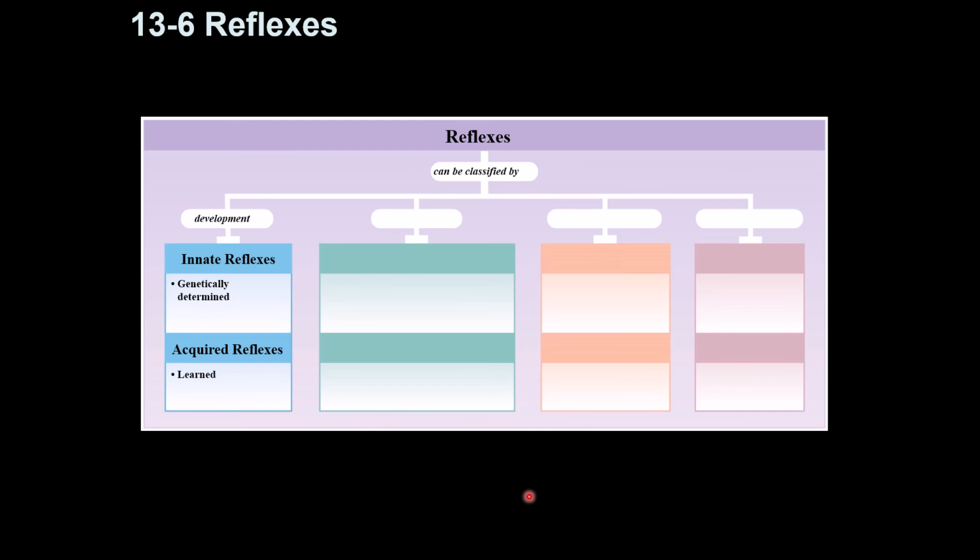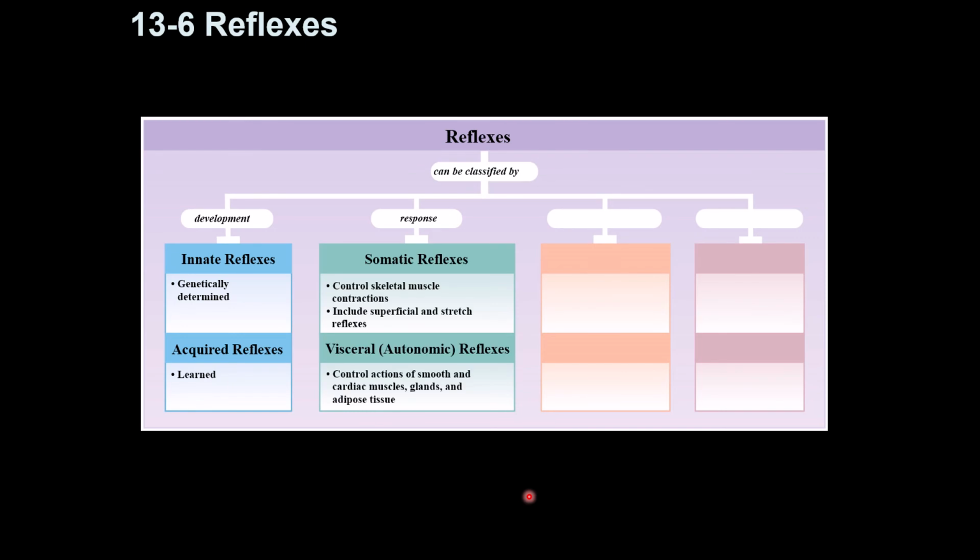Acquired reflexes are those that you learn later on. For example, you walk, you swim, you drive. All those things, you learn those activities, and later on they become a reflex.